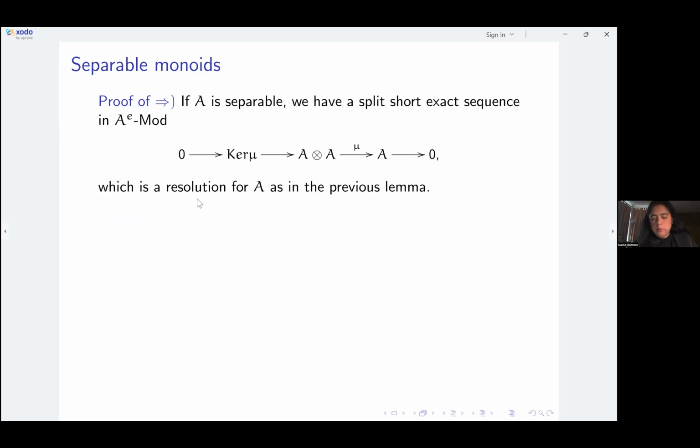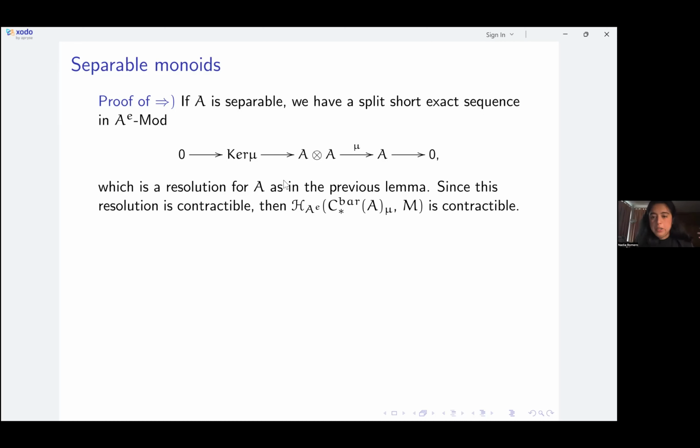And it's very easy to prove, it's not complicated to prove that this is a resolution of A as in the previous lemma. Essentially, what we have to show is that all the guys that appear here are projective with respect to restriction, and this is not complicated. And so, since this resolution is contractible, and we said it is unique up to homotopy, then the bar resolution is contractible, and then our Hochschild complex is contractible, and so we obtain the result we're looking for.